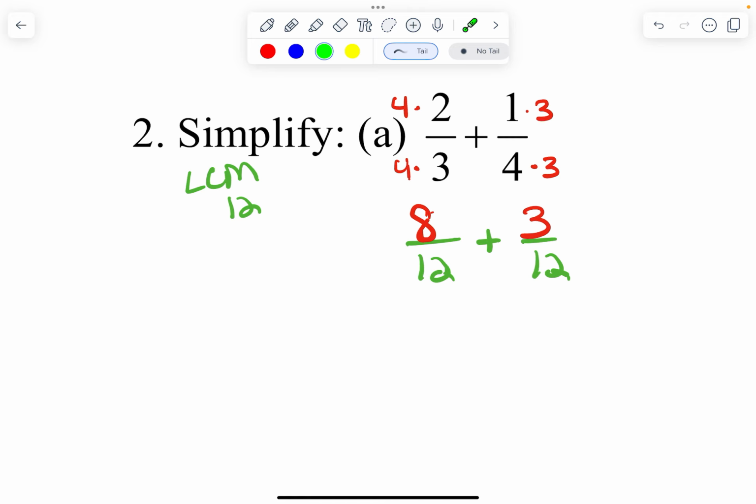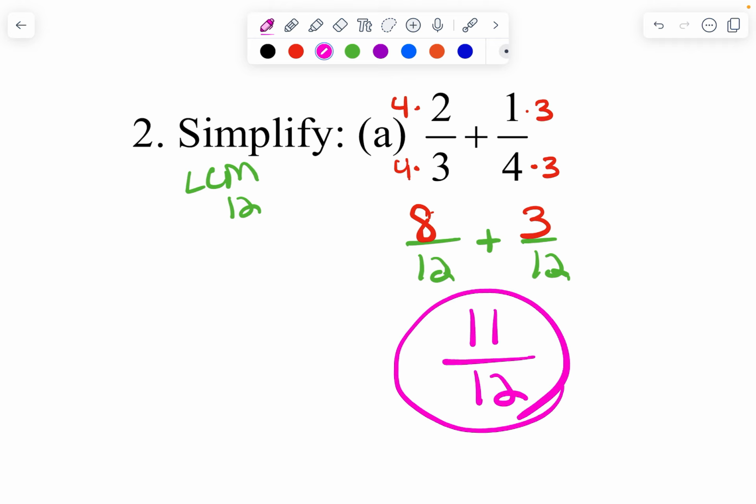Then to add or subtract fractions, you simply work with the numerators. 8 plus 3 makes 11. The denominator of 12 stays the same. So 2/3 plus 1/4 is the same thing as 11 over 12. All right, we're going to do the same thing for the rest of these problems.